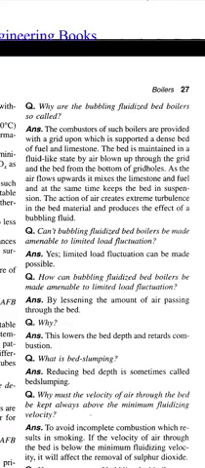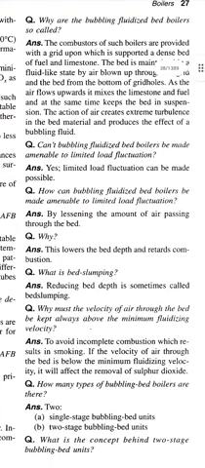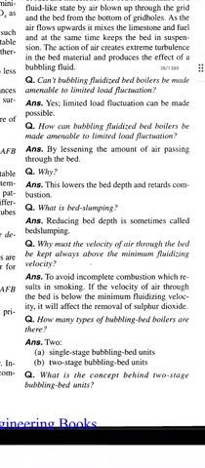The next question. Can bubbling fluidized bed boilers be made amenable to limited load fluctuations? Answer is yes, limited load fluctuation can be made possible. Next question. How can bubbling fluidized bed boilers be made amenable to limited load fluctuation? Answer: by lessening the amount of air passing through the bed. Why? This lowers the bed depth and retards combustion.